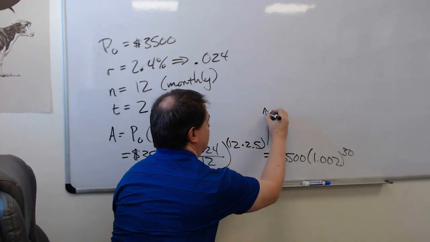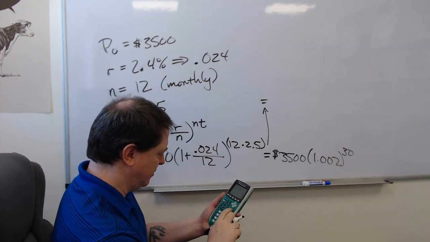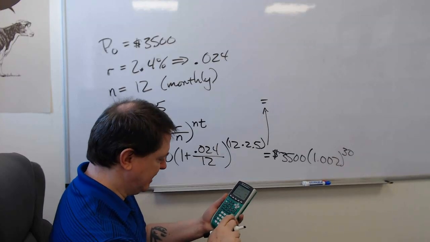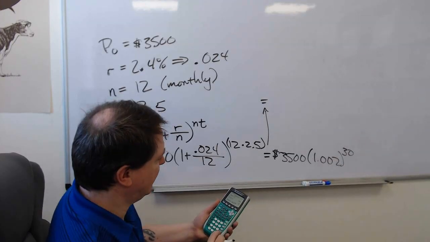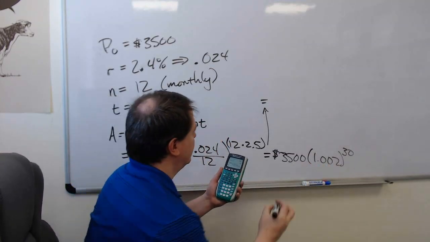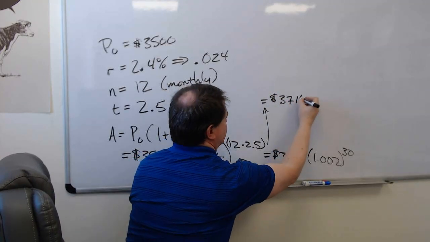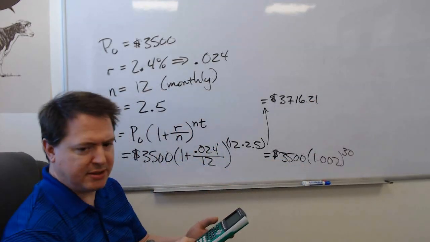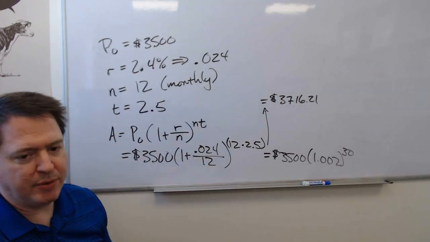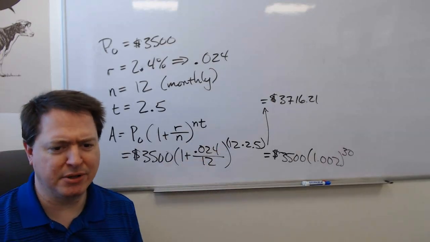So as I put that into my calculator, I'm going to get 3,500 times 1.002 raised to the 30th. And of course, make sure your calculator is doing that exponentiation before it does this multiplication. And I get $3,716.21. So that's how you would use this formula in this kind of straightforward situation. I'm going to make one more video where I've got a slightly longer calculation to make sure we've got this.